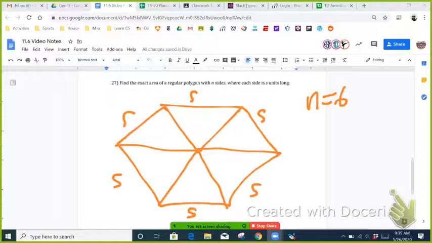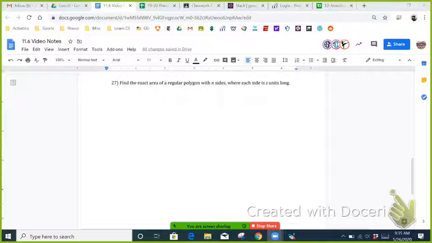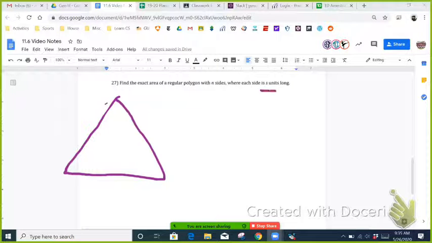And then if we knew the number of sides, we can use that to find this angle here. And if we know that angle and this side length, we could split it and then use SOHCAHTOA to find the height. And then we take base times height divided by 2 and then multiply it by the number of triangles. So to start, we're just going to start with a picture of a triangle because we don't know how many triangles there are. But we do know that each side length would be s units long.